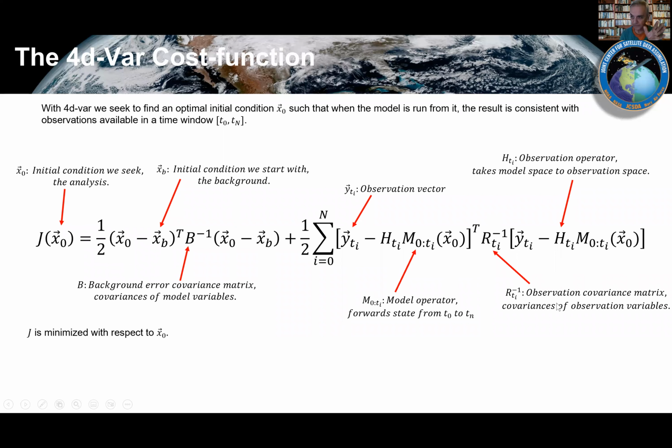How do you decide what window to take in time? What are criteria for that? Yeah, it depends on the model, the number of observations you have. And it depends on the type of 4D var that you're doing. There's strong constraint and weak constraint. Strong constraint essentially assumes a perfect model. You would want a shorter time for that. Weak constraint allows for some model error. You can have a longer time window to assimilate. So yeah, it depends on several things.